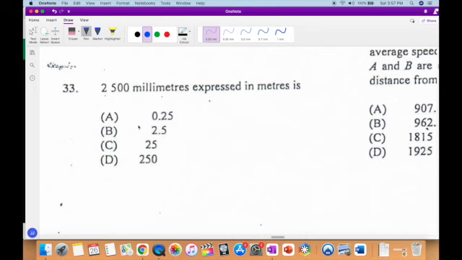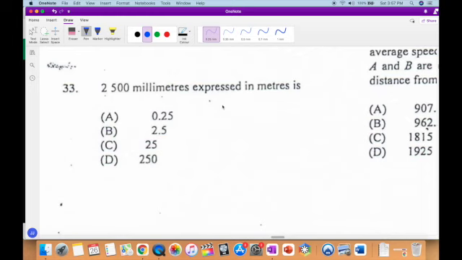For number 33, 2,500 millimeters expressed as meters. These simple little things like this just have a tendency of confusing me. I just get confused by really, really simple things and really complex things. I'm good at working complicated things, right? So, millimeters expressed in meters.